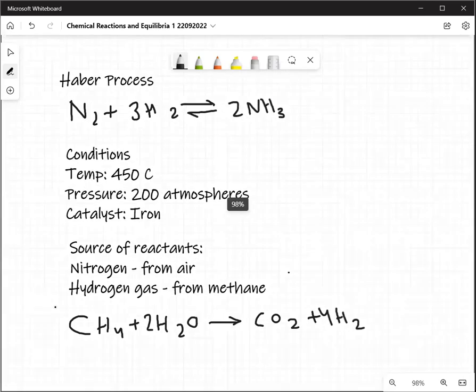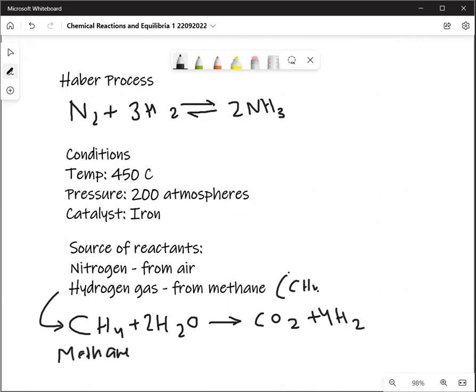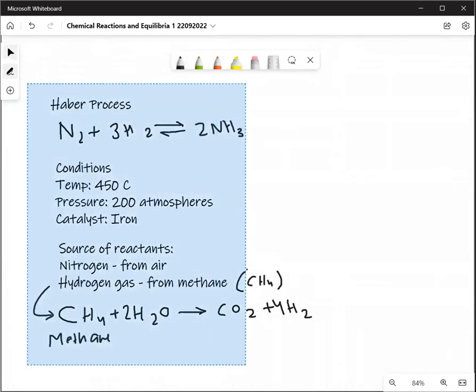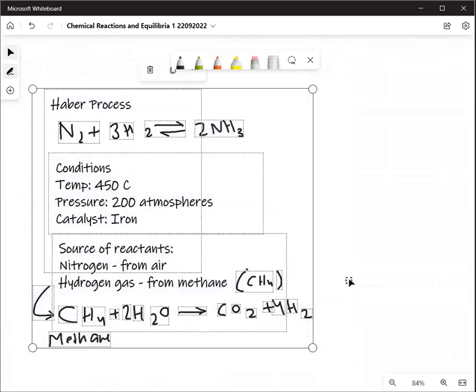How do you get hydrocarbons? This is for methane, right? This is called methane, CH4. You should know this in the exam. Write this down. And yep, we're not really explaining any of this. I'm giving you the important things.